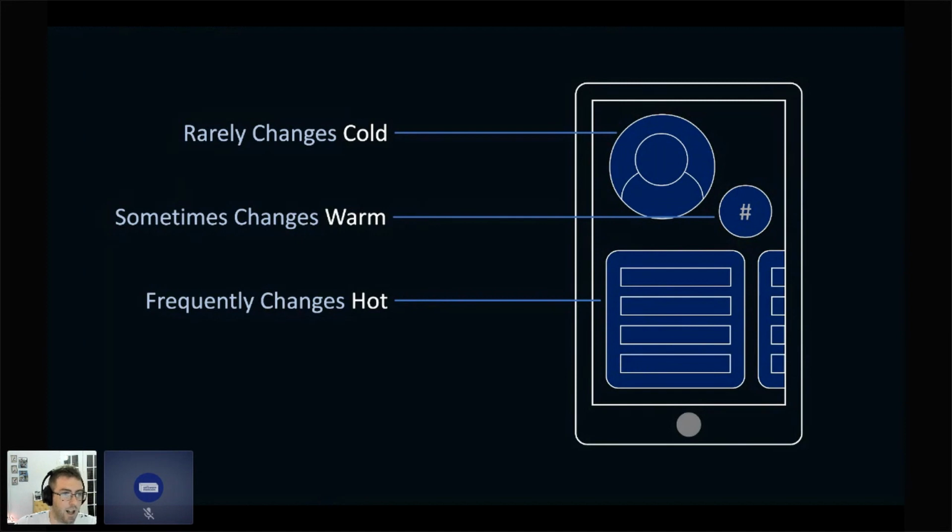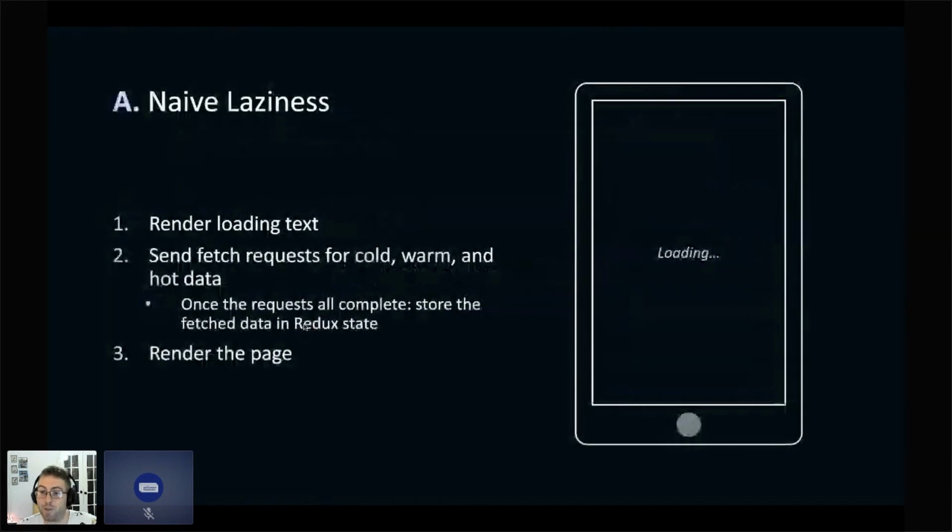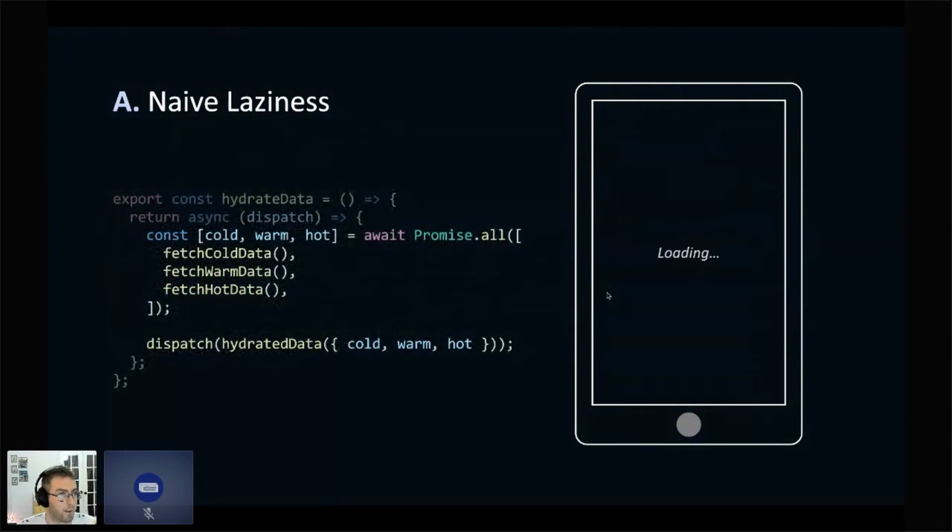Cool. Now, let's talk about the common ways that we tend to load this stuff before we go into fancy strategies. I call this one naive laziness, or a common naive approach, in that we first render the loading text, then we send fetch requests for cold, warm, and hot data. Once those finish, we store them all in the store, and then finally, once that's done, we render the page.